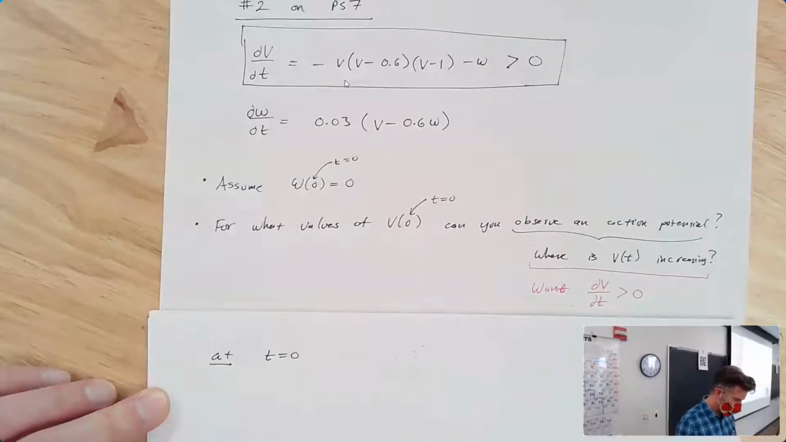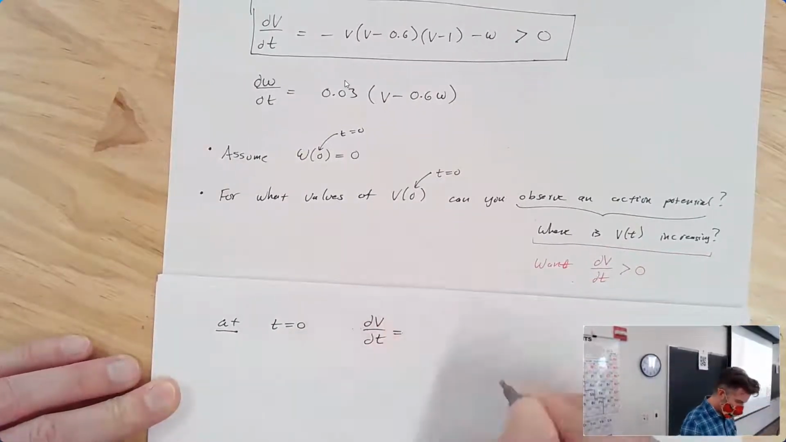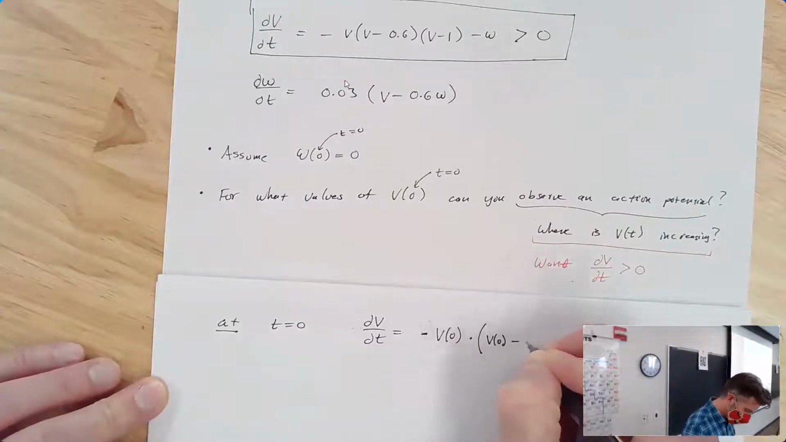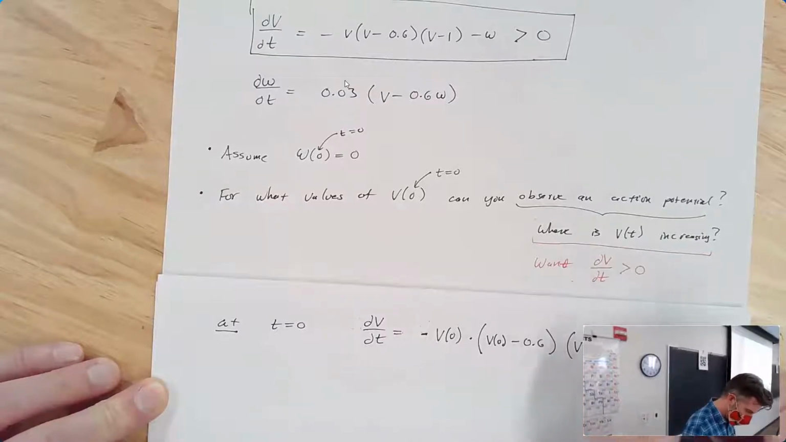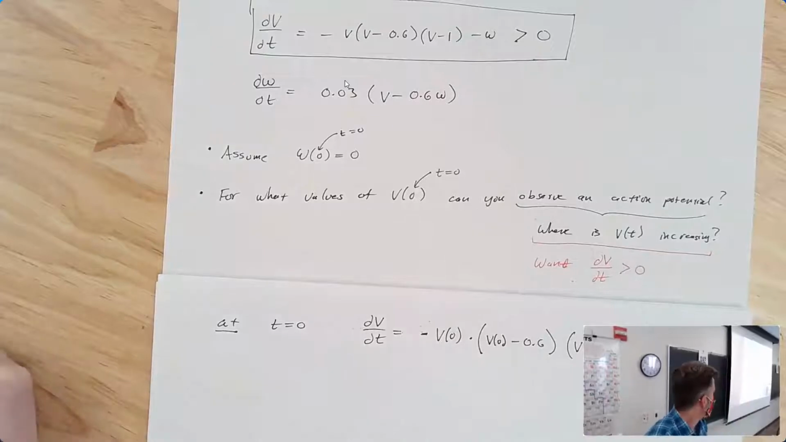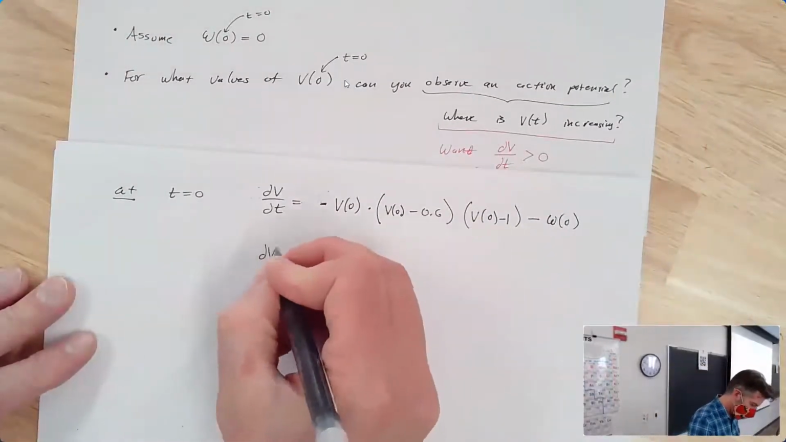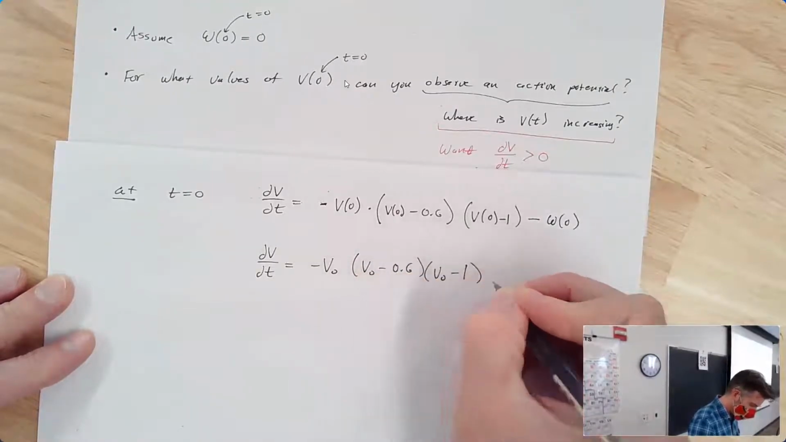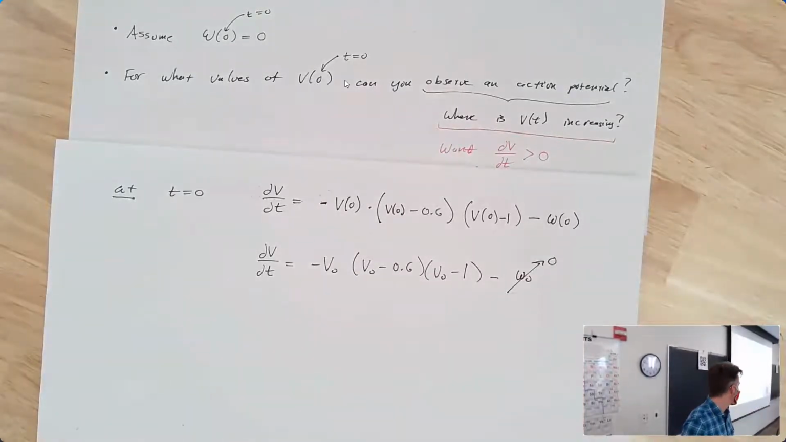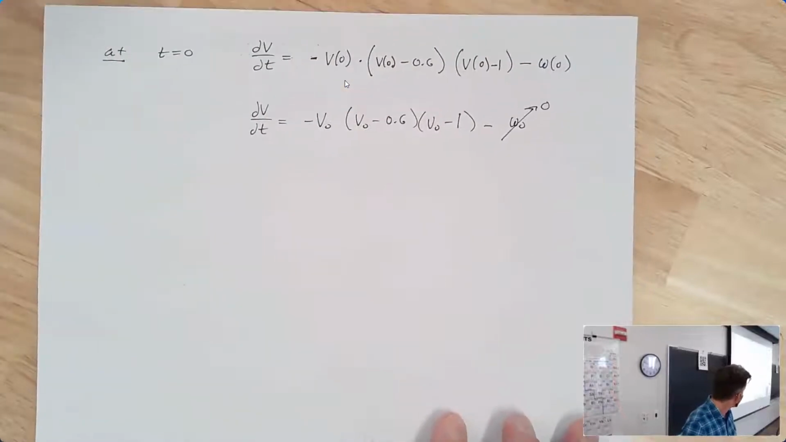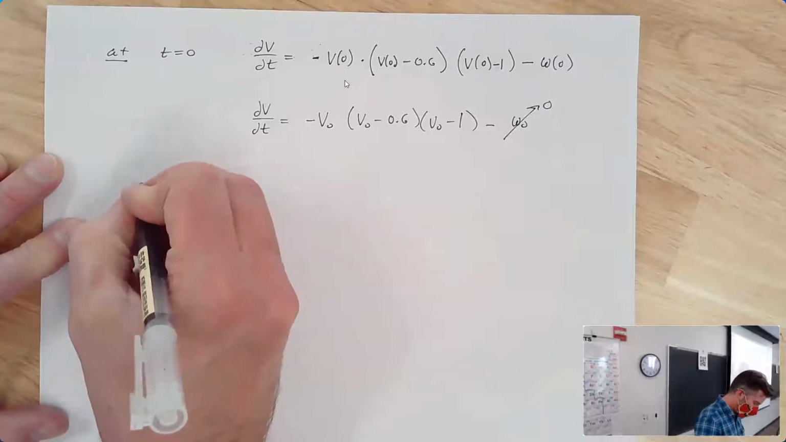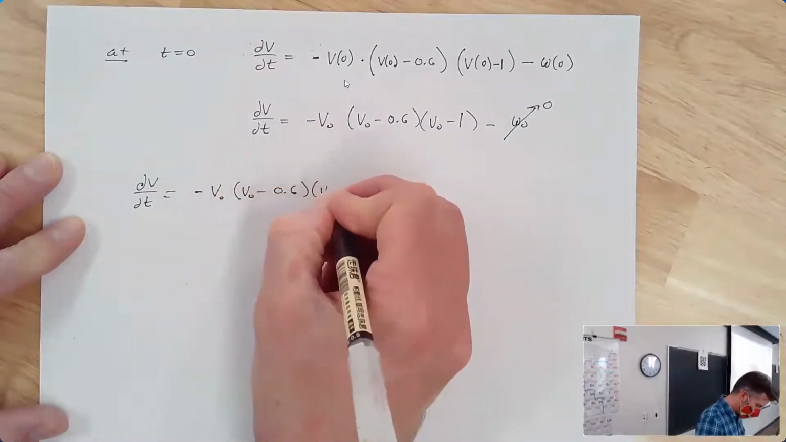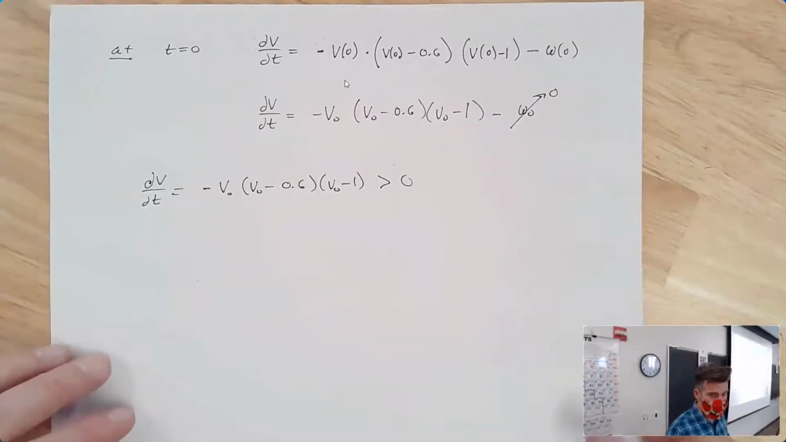At time equal to 0, we know that dv/dt is given by, I'm going to be super explicit here, negative v of 0 times (v of 0 minus 0.6) times (v of 0 minus 1) minus w of 0. Or, if you wanted to write it less terribly, you could say dv/dt is equal to negative v naught times (v naught minus 0.6) times (v naught minus 1) minus w naught. But that is 0. And then actually answering the question, where is that positive, is a pretty straightforward process.